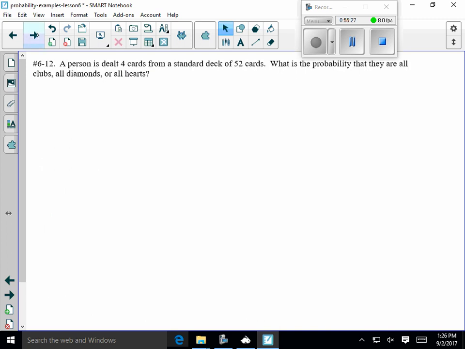Okay, let's keep going here. A person is dealt 4 cards from a standard deck of 52 cards. What's the probability that they are all clubs, all diamonds, or all hearts? So pause this and give this a try.